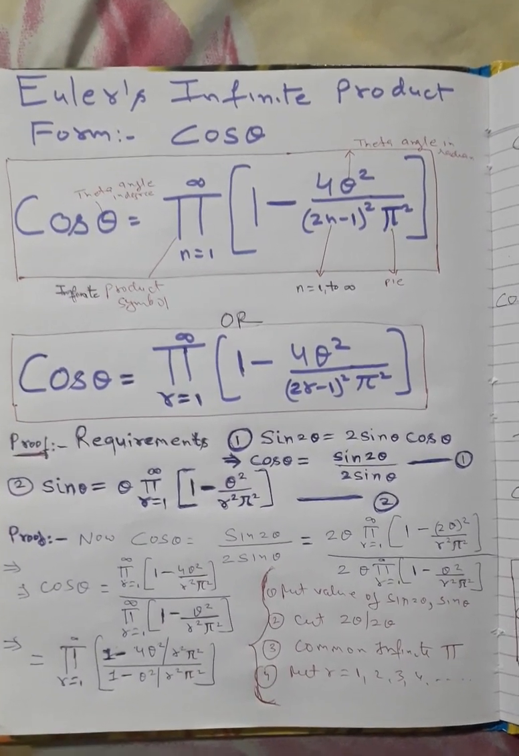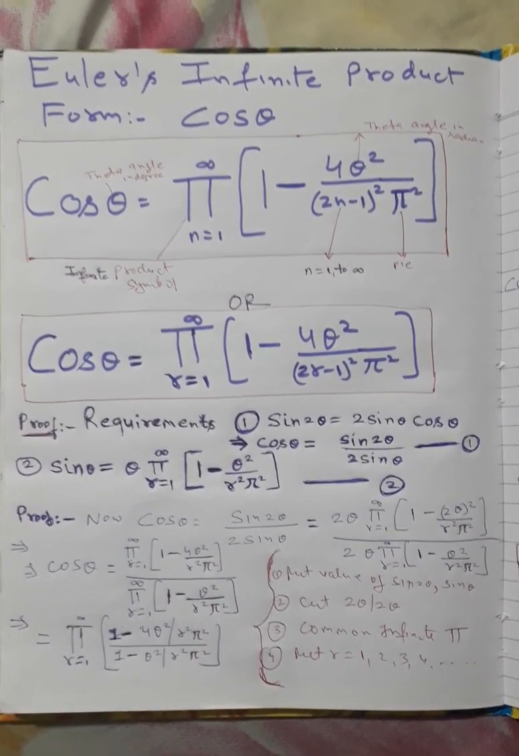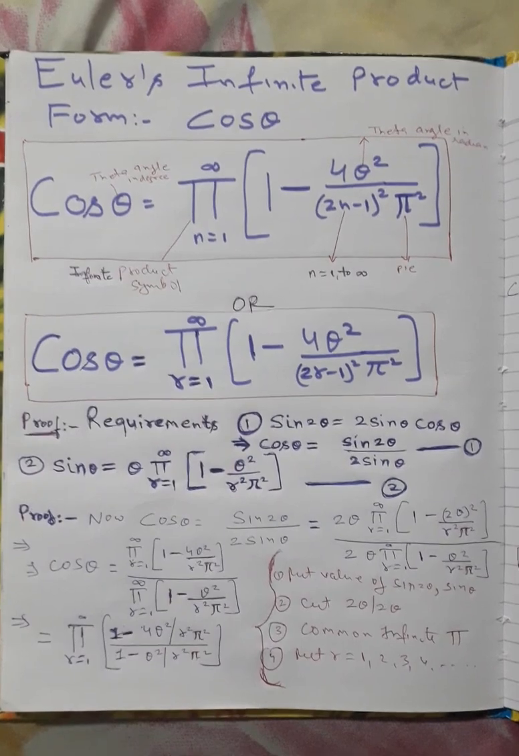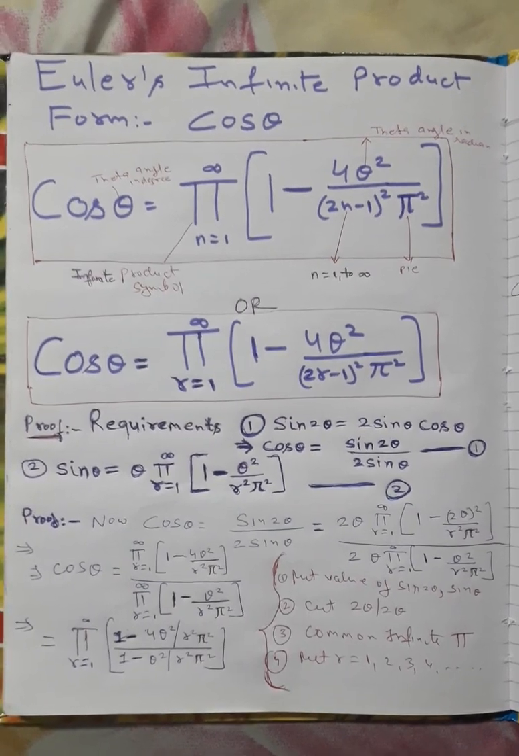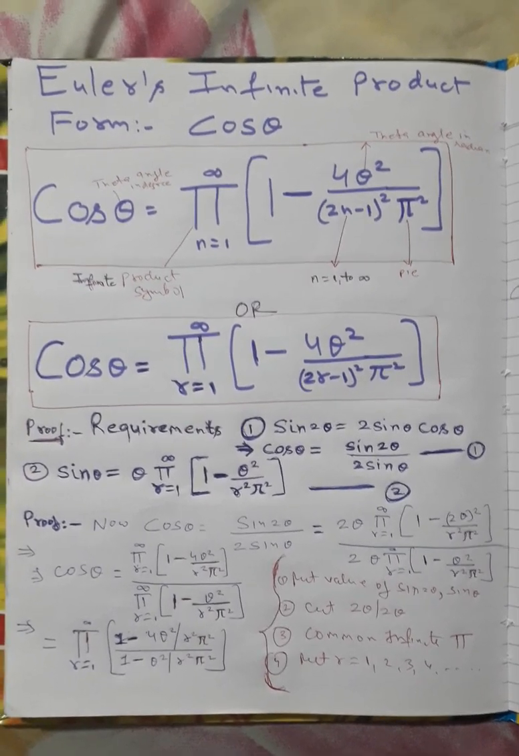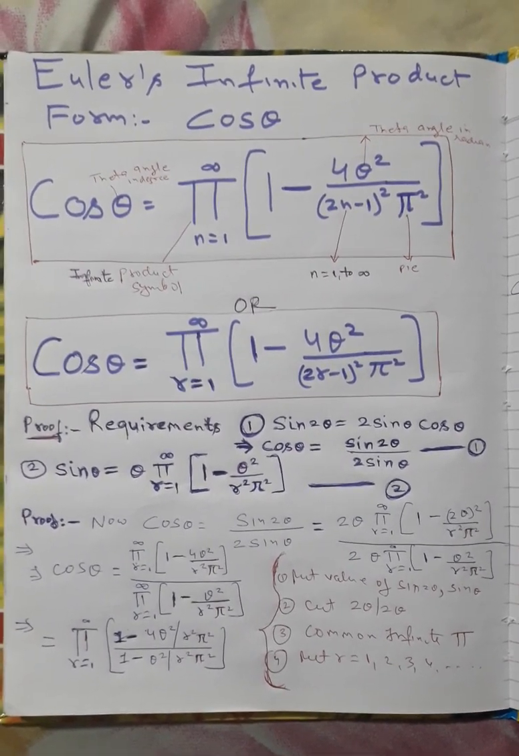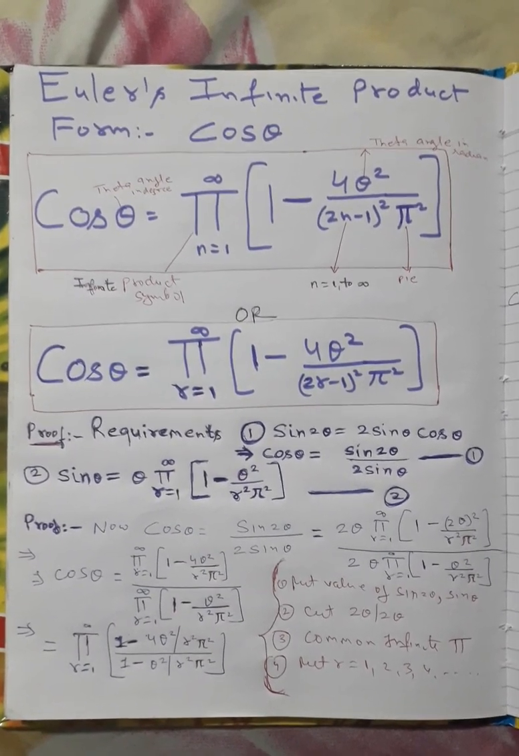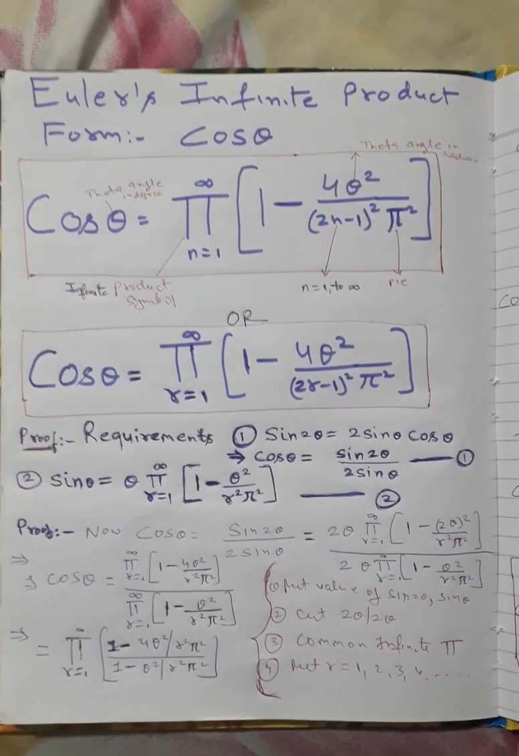Now which things are required in this proof? Requirements: first, sin 2 theta, which you have studied in class 11. Sin 2 theta equals 2 sin theta cos theta, so you may proceed: cos theta equals sin 2 theta upon 2 sin theta. This is equation first. Second, we discussed in the last lecture sin theta equals theta times the product from r equal to 1 to infinity of 1 minus theta square upon r square pi square. Now these two things are required to prove this formula.